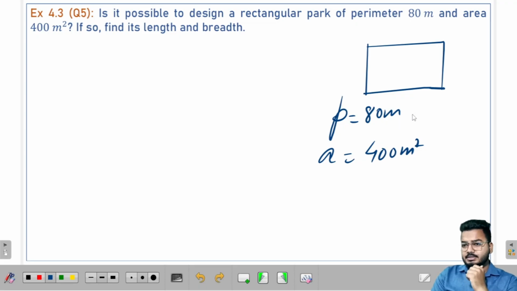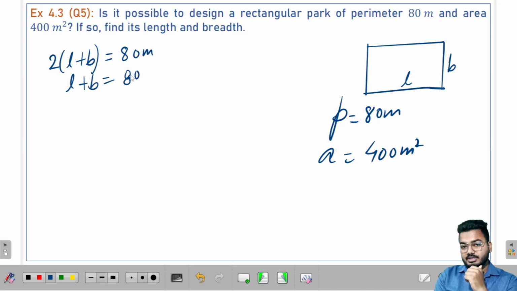So suppose this is breadth, this is length. So 2 into (L plus B) is given as perimeter, that is 80 meters. Okay, so L plus B will be 80 divided by 2. So L plus B will be 40. This is equation 1, and L into B is given as 400 meter square.